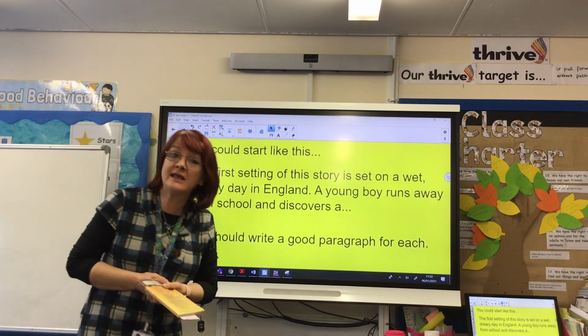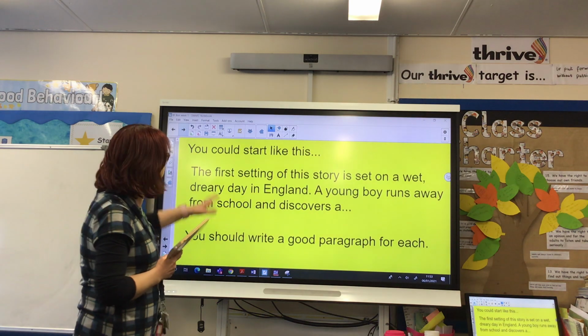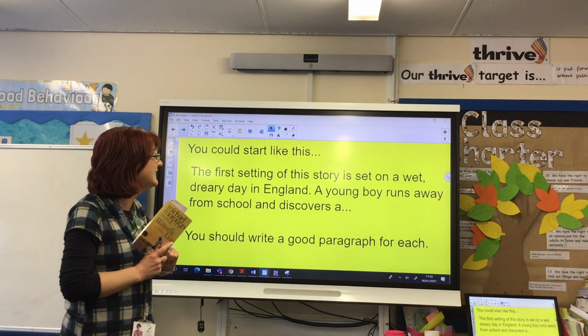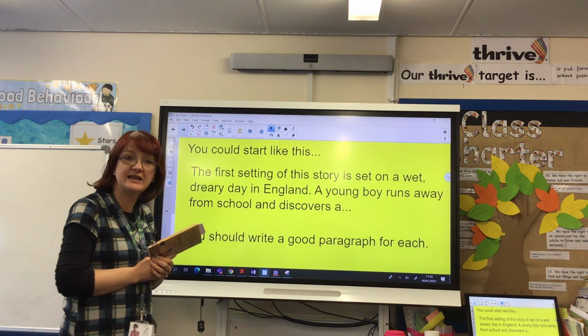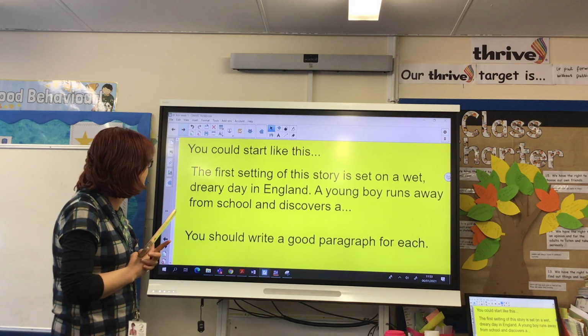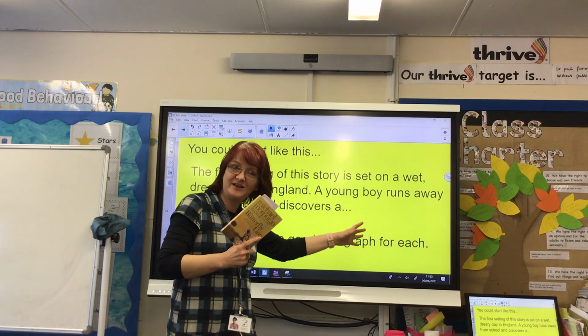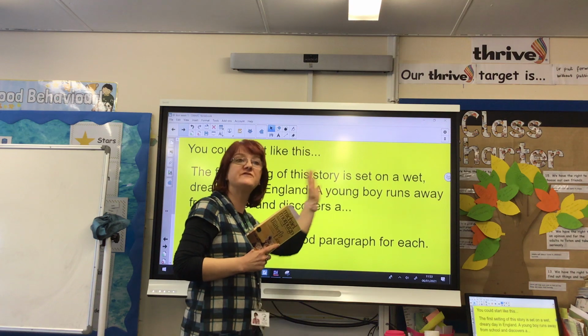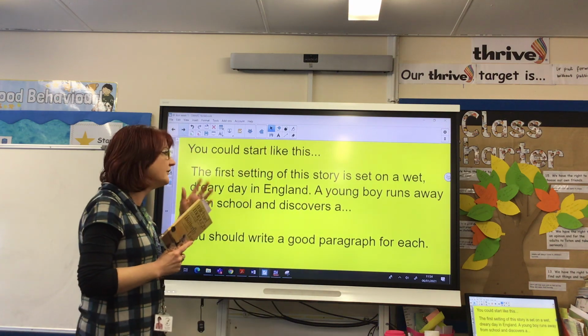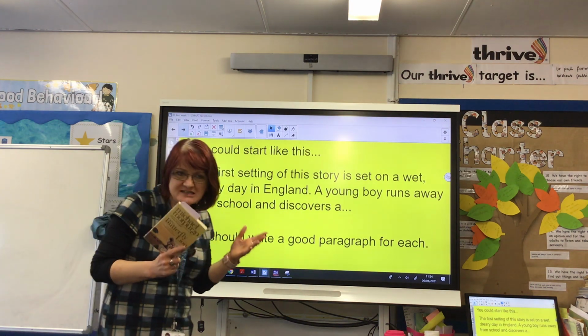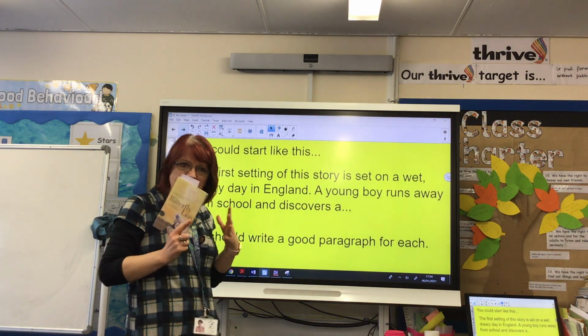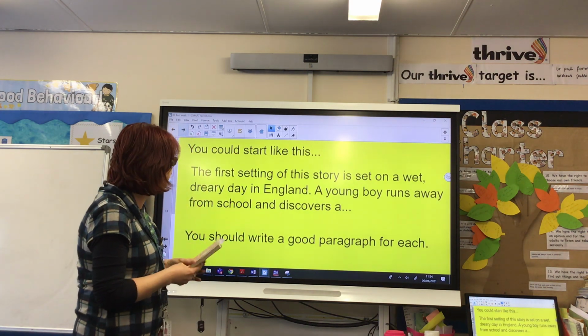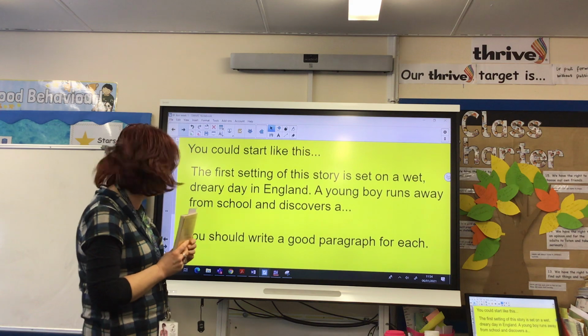You could start like this, just as a way of starting. You could start, the first setting of this story is set on a wet, dreary day in England. A young boy runs away from school and discovers... and I've left it there. You can finish that paragraph and tell me what the young boy discovers. Where is this house? What's it like? It's a very clear description in the book of how he feels about this house and what it looks like.